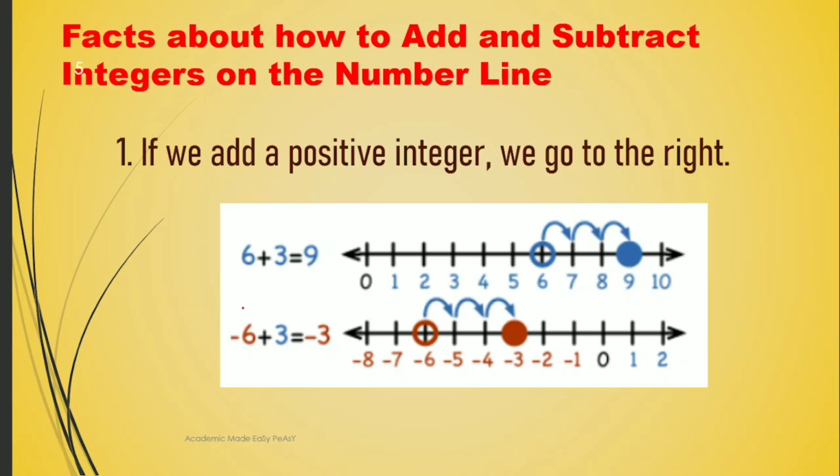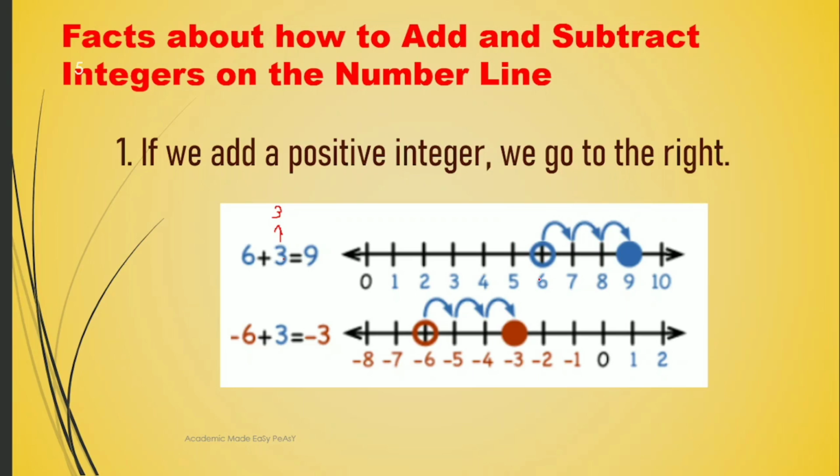I'm starting with the first point: if we add a positive integer, go to the right. Just consider a number. Here I've taken 6 plus 3. This 3 is a positive number, right? Because it has a plus sign. Or if you just take 3, it does not have any sign before it, so we call it a positive integer, right? So 6 plus 3 is 9. We have already learned this in lower classes, but how to represent it on the number line is this: if we add any positive number, we always go to our right side.